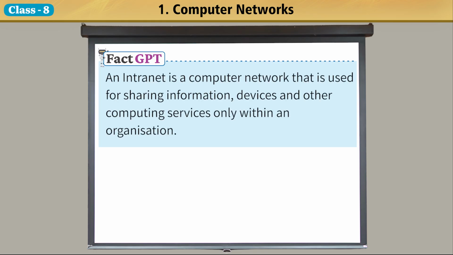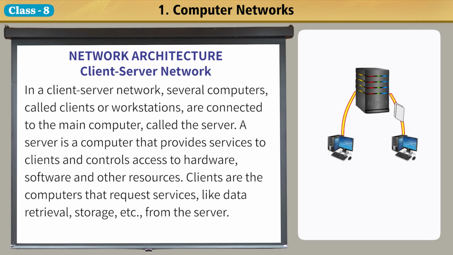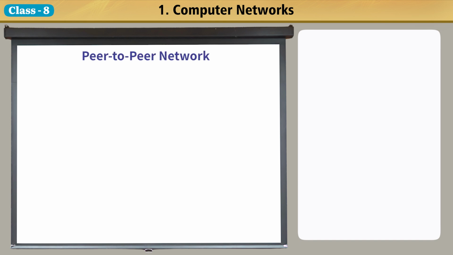An intranet is a computer network that is used for sharing information, devices, and other computing services only within an organization. Network architecture. Client-server network. In a client-server network, several computers, called clients or workstations, are connected to the main computer, called the server. A server is a computer that provides services to clients and controls access to hardware, software, and other resources. Clients are the computers that request services like data retrieval, storage, etc. from the server.